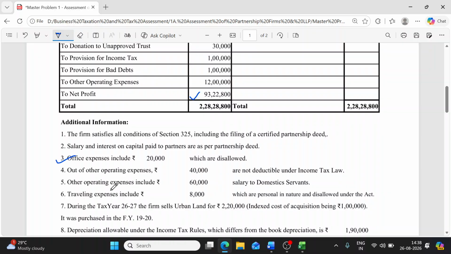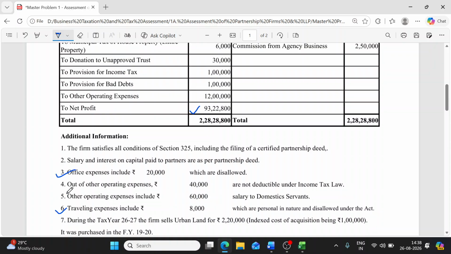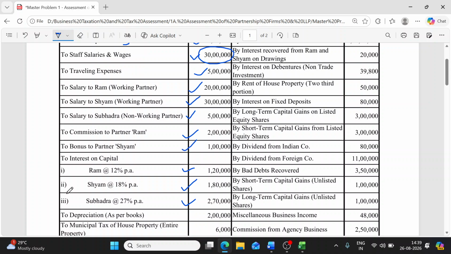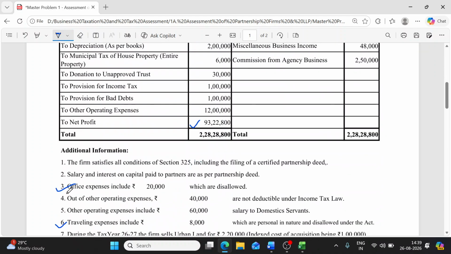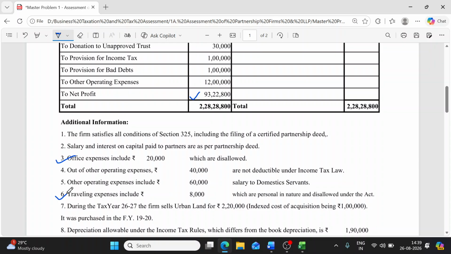So traveling, adjustment number 6. Look, the total traveling expenses in the problem are rupees 5 lakh. But according to adjustment number 6, this 5 lakhs includes rupees 8,000, which are personal in nature, and personal expenses cannot be shown as business expenses. That's why the Act disallows the deduction of this expense in the profit and loss account. So it should be added back again in the net profit to find out the book profit.